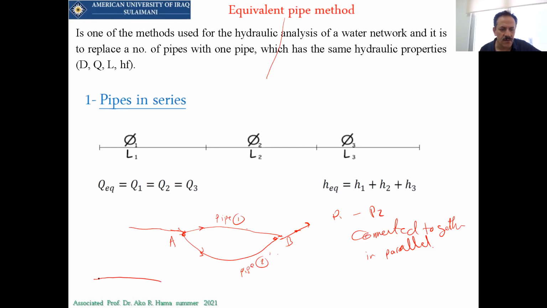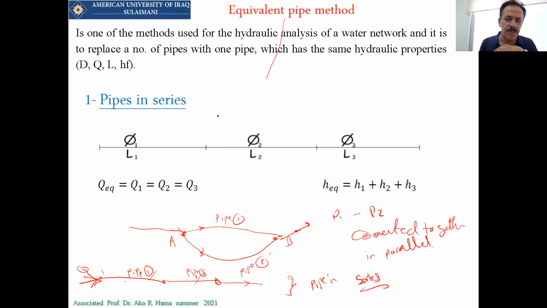Or we can have pipe 1, and we have another pipe, maybe pipe 2, and another pipe maybe. So the flow is coming this way, it will pass pipe 1 and it will pass pipe 2 and it will go on this way. This type of connection is called pipes in what? In series. So pipes in series are linked in this way, and pipes in parallel are linked in this way.